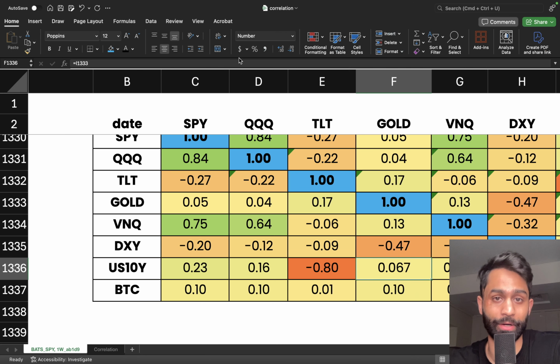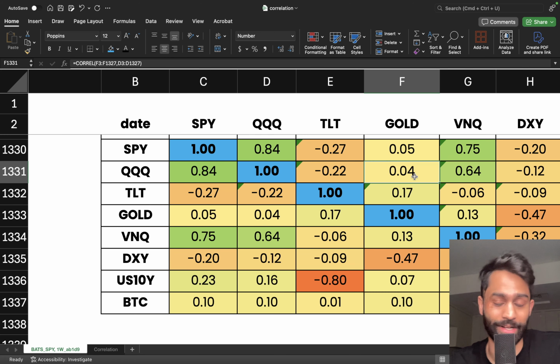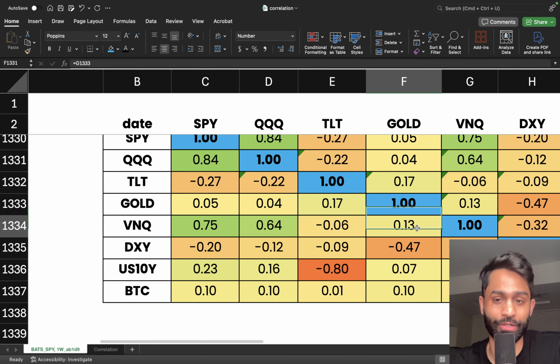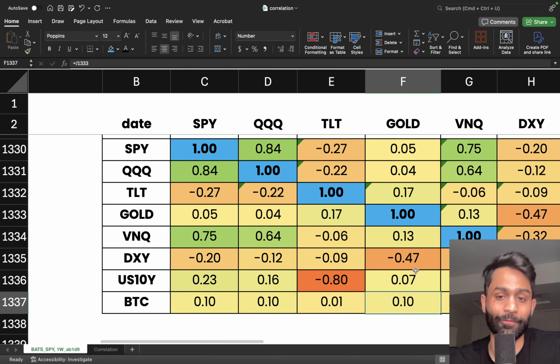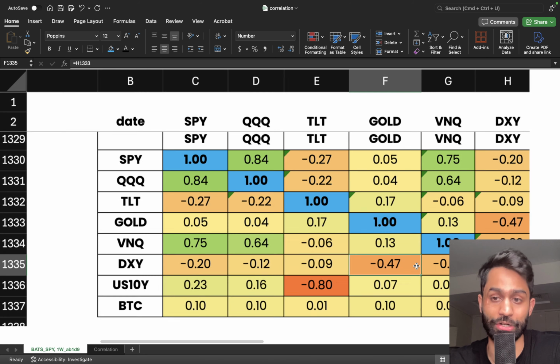As you can see, compared to the 10-year treasuries, it's got 0.07, compared to the NASDAQ 0.04, compared to real estate 0.13, and compared to Bitcoin 0.10. So again, it's very, very close to zero, uncorrelated to other assets. Against the US dollar, though, it is negatively correlated, right? And quite significantly, negative 0.47. So that means when gold goes up, the dollar index goes down. When the dollar index goes up, gold prices come down. And that's what we have seen in the last several years.